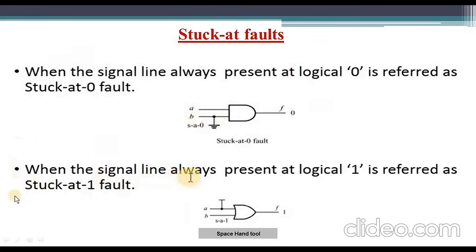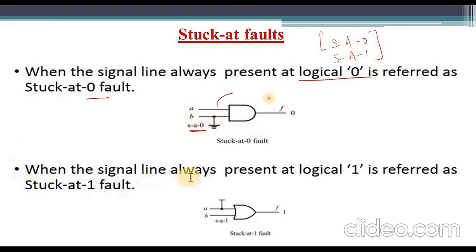Right. So see here, stuck faults. Already I said we have two types of stuck faults: stuck 0 fault and stuck 1 fault. So let's see what is meant by stuck 0 and stuck 1 fault. When the signal line is always present at logic 0, it is referred to as a stuck 0 fault. Observe this particular diagram. Here we have the AND gate with two terminals A and B. Here the B terminal is stuck at 0. Then we can observe the output is stuck at logic 0 only. So this is called the stuck 0 fault.